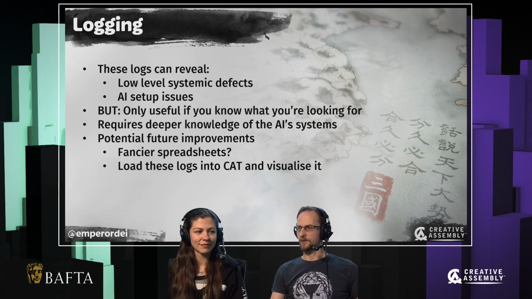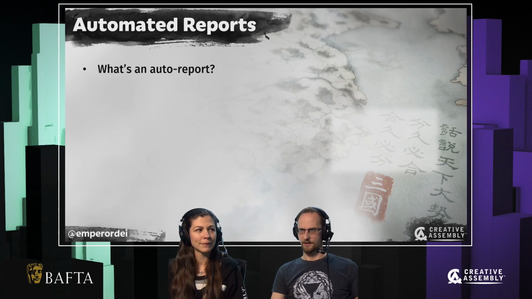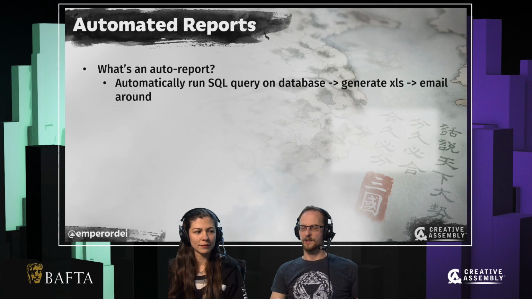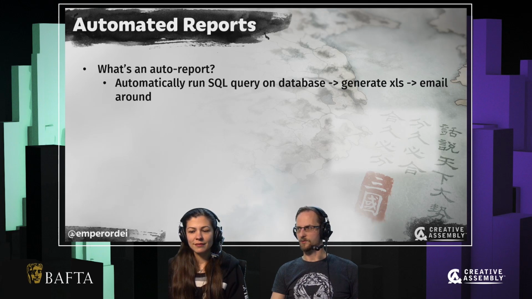So this is pretty much how we use logs, but we're not done yet. For the next method of AI analysis, we will go back to the concept of the central database Duygu mentioned before. And this method is automated reports. What's an auto report? It's a system that automatically runs SQL queries on the central database, where we store the core set of AI information, every day, generates a summary, a spreadsheet, on the most important metrics of those games, and automatically sends it around in an email.